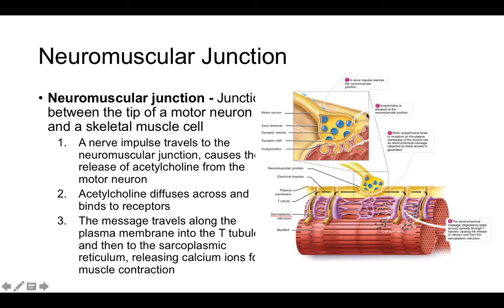So what happens in this instance is the neuronal impulse travels down the motor neuron. This is the neuromuscular junction where the neuron and the muscle meet. The action of the neuronal impulse causes acetylcholine. Acetylcholine is a neurotransmitter. It basically takes the message of the neuron and transmits it to the muscle. It is released into what we call the synaptic cleft.